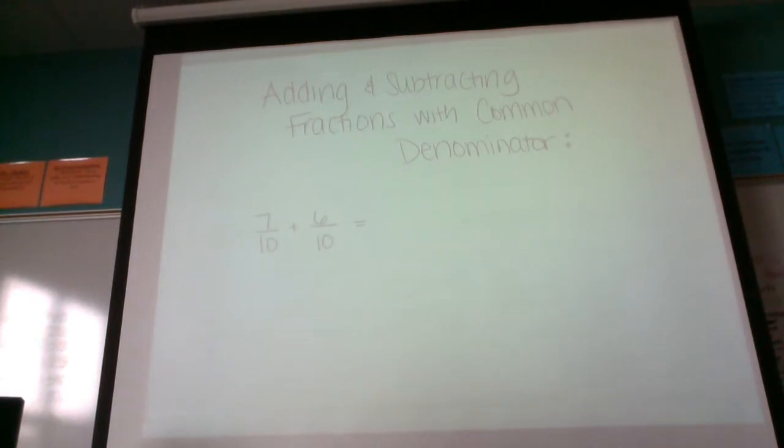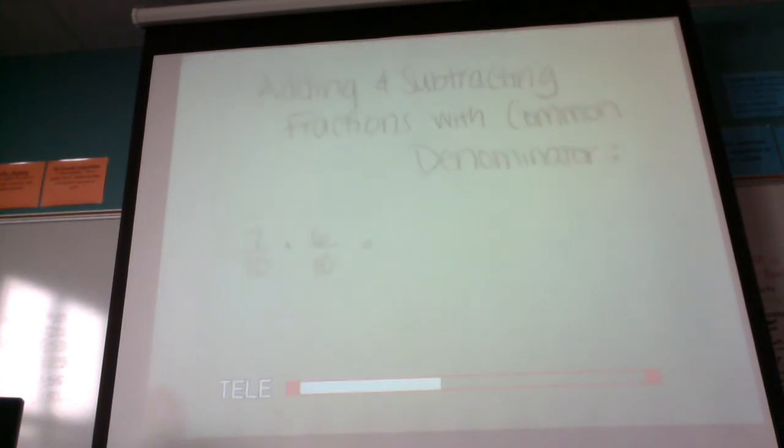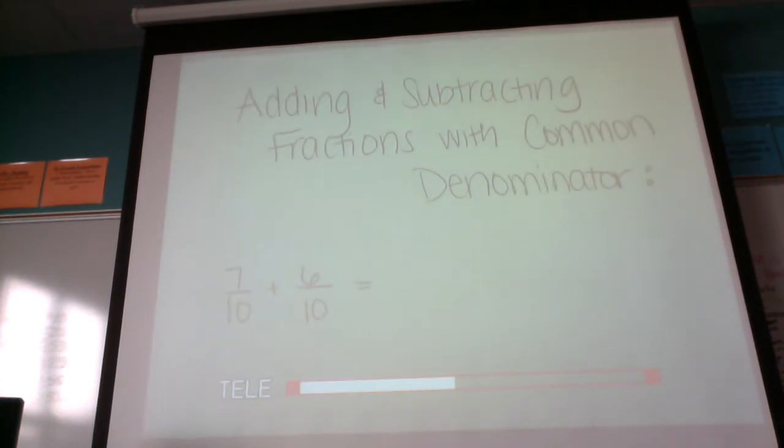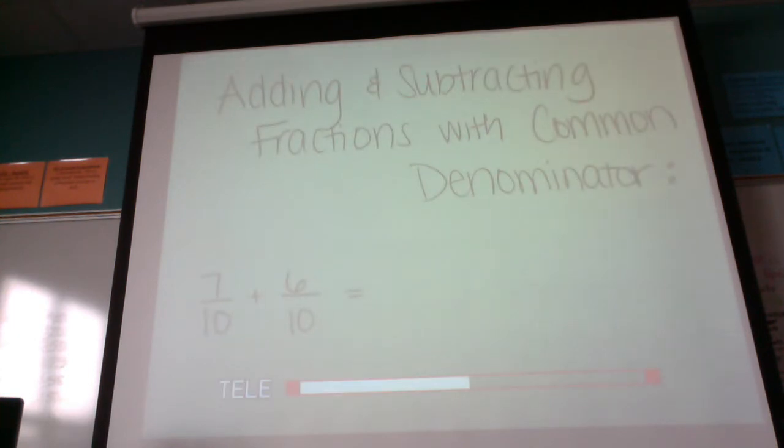We're going to move now to adding and subtracting fractions with common denominators. So hopefully you remember that the only way you can add and subtract fractions together is if they have the same bottom number, that same common denominator. So if they do have that common denominator, all you have to do is add the numerators or subtract the numerators together. So they both have a denominator of 10.